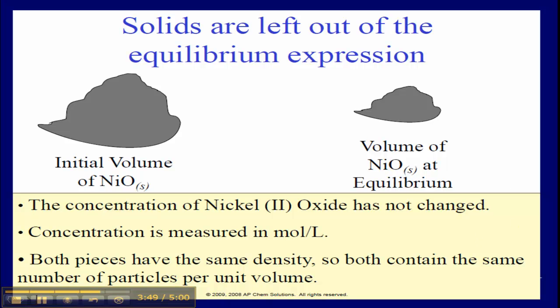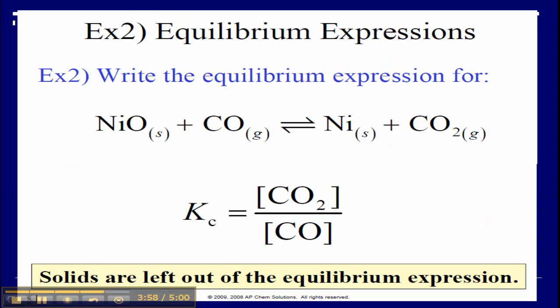Now we leave solids out of our equilibrium expression because the concentration of a solid is not going to change because they have the same density. So if we see an equation that has solids in it, like NiO is a solid and nickel is a solid, we just completely leave those out. So we would have CO2 over CO.